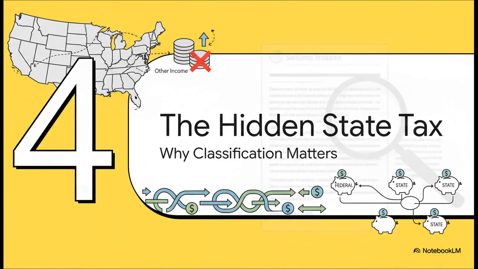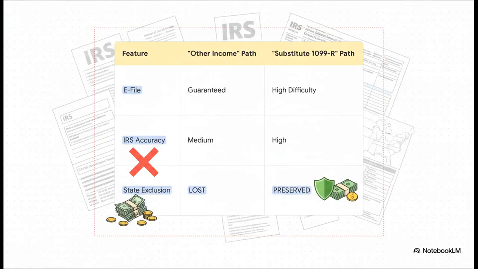See, how you label that income on your federal return can have a massive domino effect on your state taxes. Okay, this slide is the whole ballgame. Look at that bottom row. When you choose the easy path and call it other income, you lose its identity as a pension. And why does that matter?